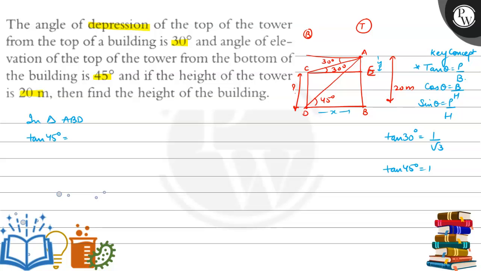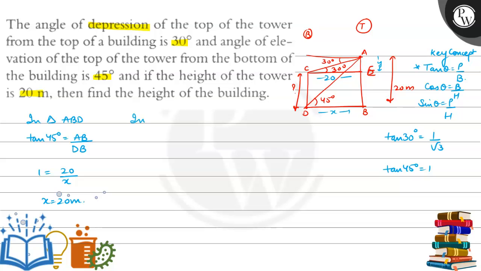Now in triangle ABD, we have to apply tan 45 degree. Tan 45 is perpendicular upon base. Perpendicular is AB divided by base DB. Tan 45 is 1, which equals AB is 20 and DB is X. So the value of X is 20 meters. If X is 20, we know that CE is equal to DB, so CE will also be 20.